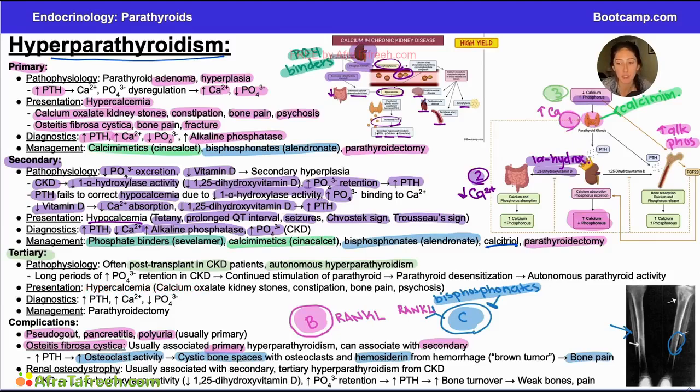So it's very similar to primary in that regard. However, the reason that your parathyroid is not listening to feedback is because it had such a long time with high levels of phosphate while your kidneys had chronic kidney disease, which led to desensitization and autonomous parathyroid activity.